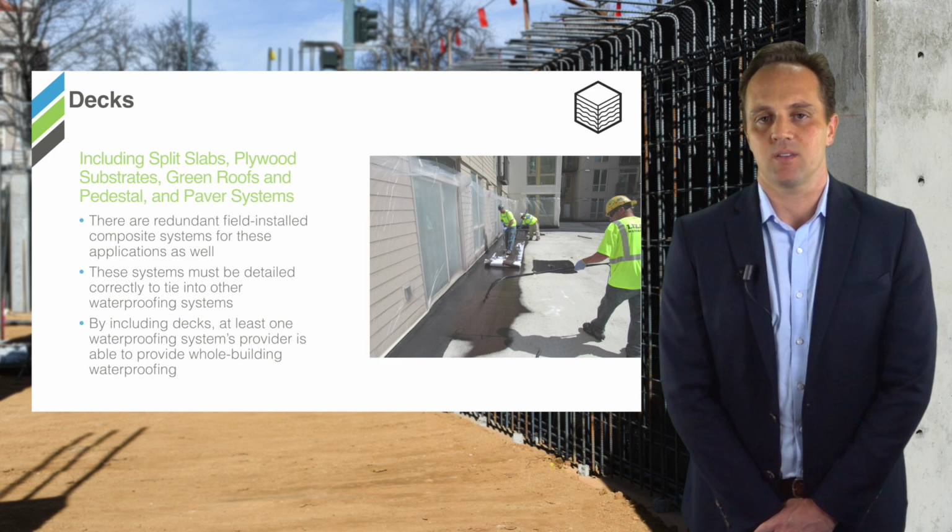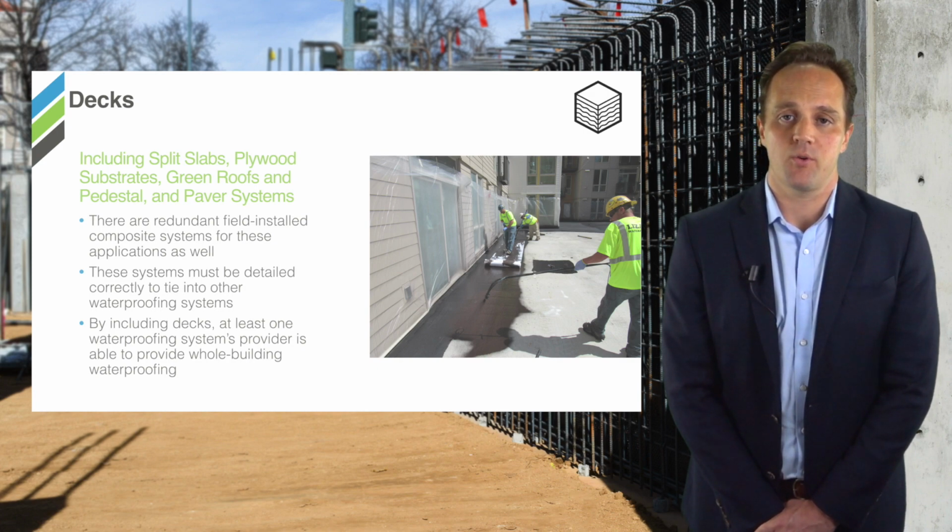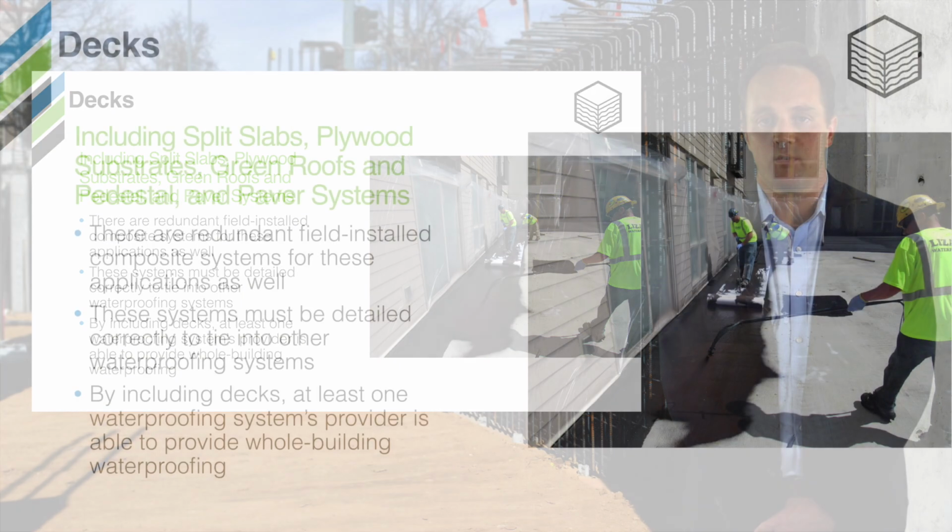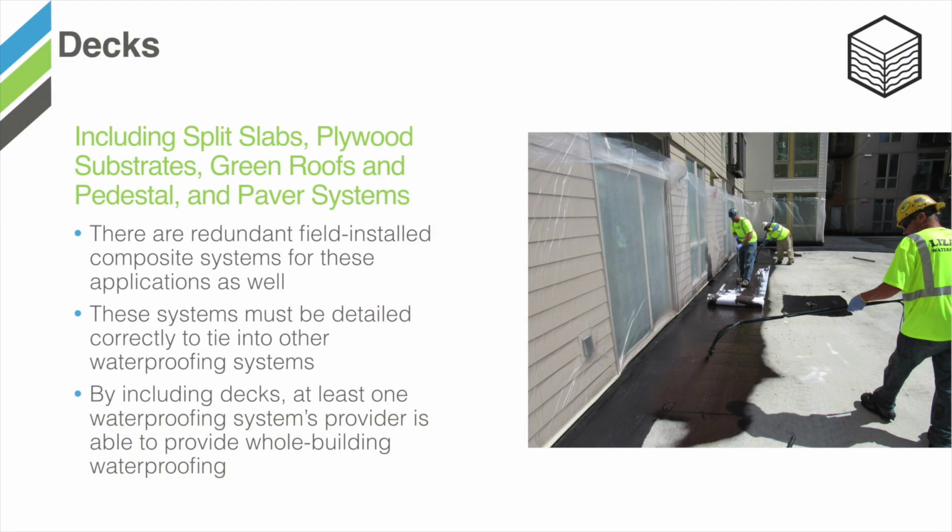Where a composite system makes a lot of sense is that it can also provide a single source warranty for the building owner. When you're able to tie in the below-grade waterproofing and the deck waterproofing, the building owner is provided greater assurance that one manufacturer can handle anything that might happen in the future.